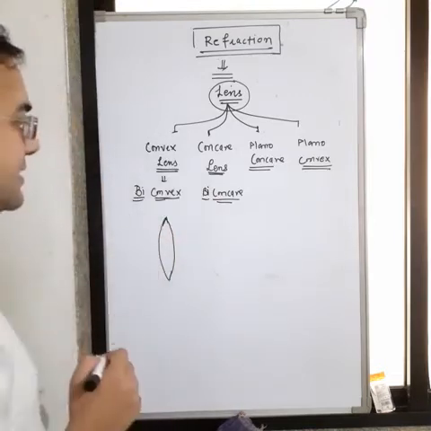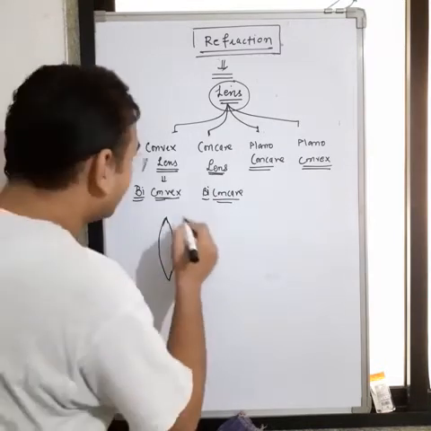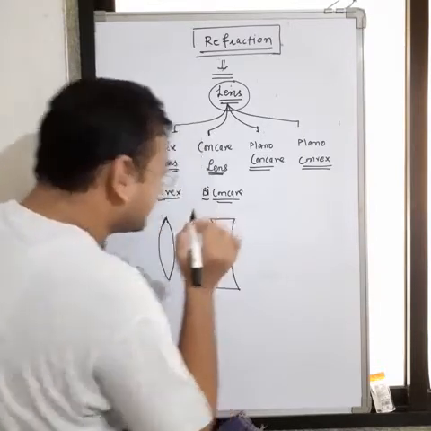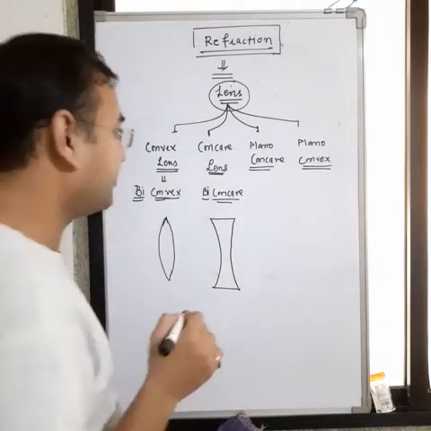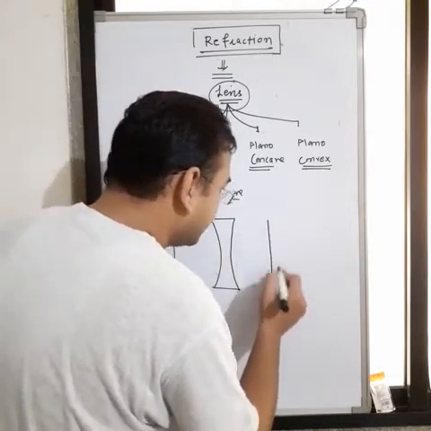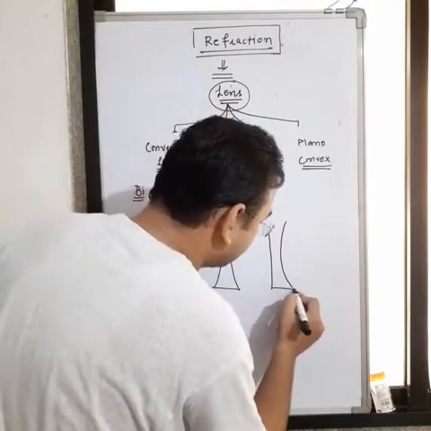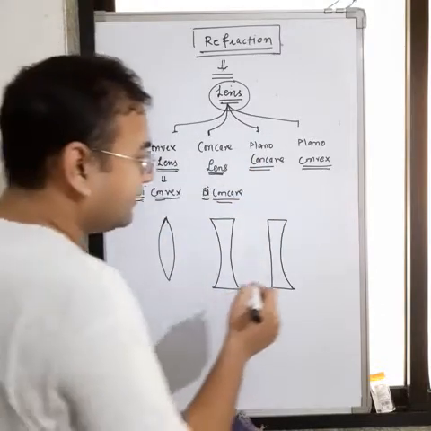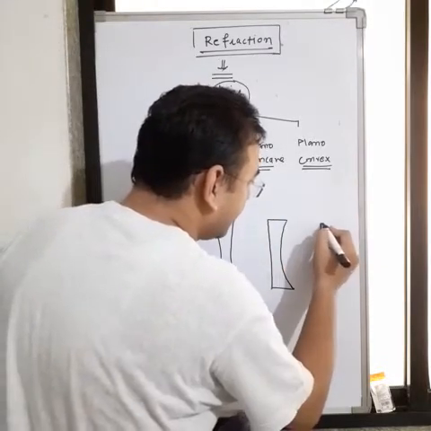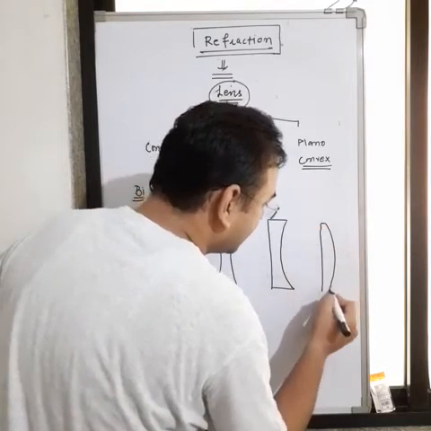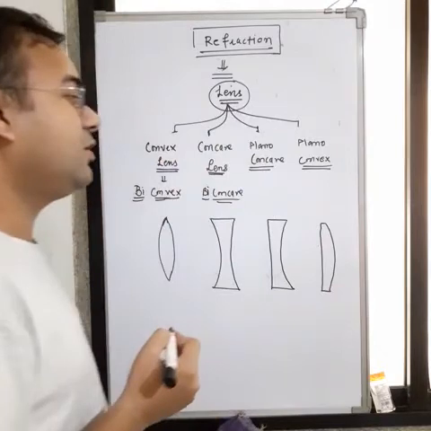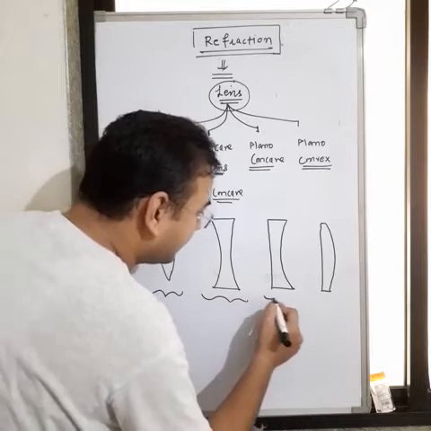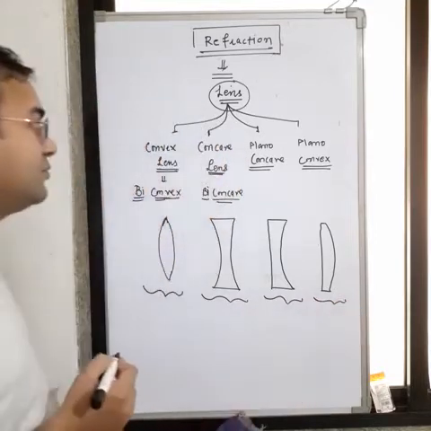So this is called the biconvex. This is called the biconcave. From one side plane, this is called the plano concave, and one side plane, this is called the plano convex. So in this manner, there are different types of lenses we are going to use, and it is very interesting.